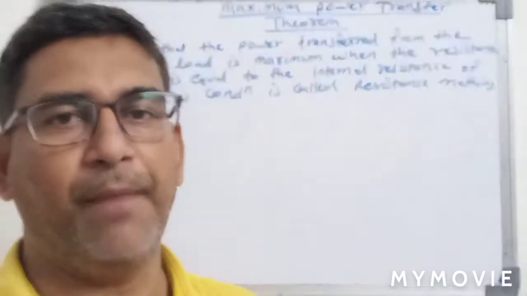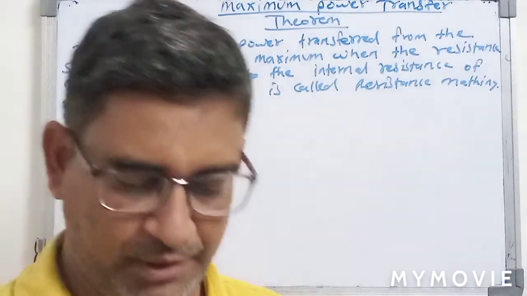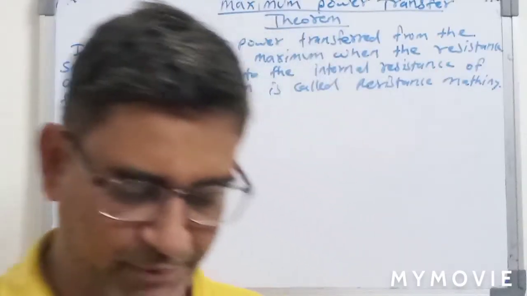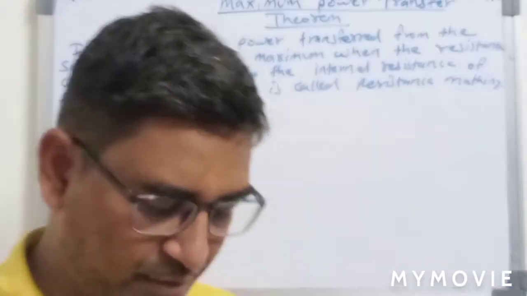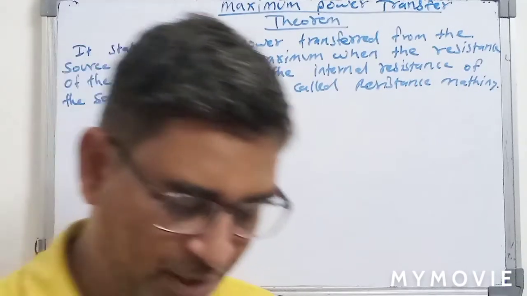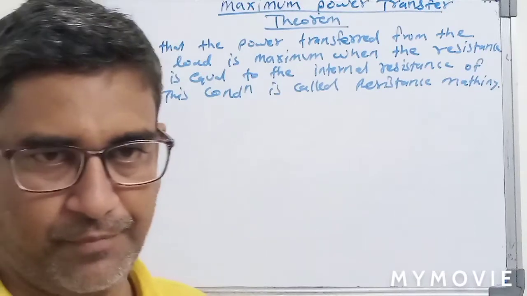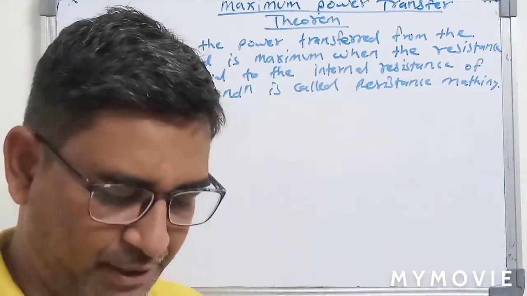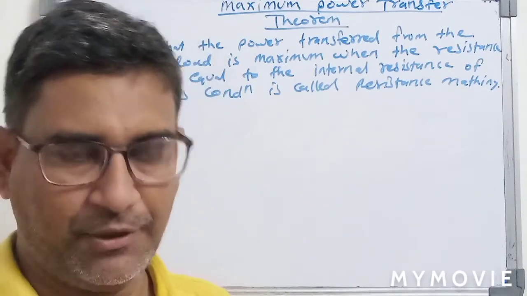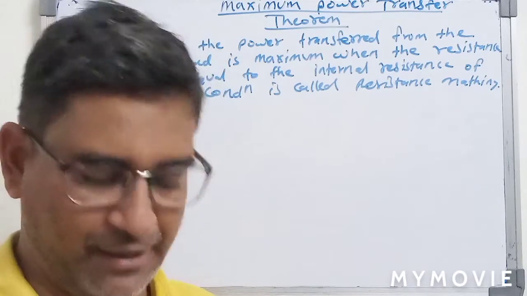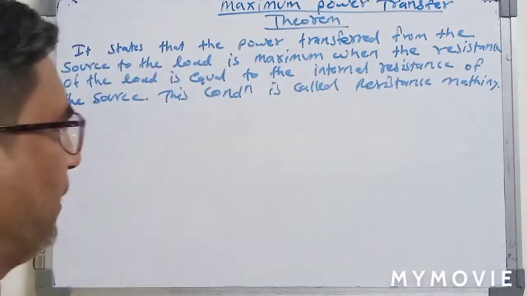Next topic, that is the maximum power transfer theorem. In this theorem, we have to consider a source such as a battery or a DC generator. The battery or the DC generator has an EMF E and an internal resistance r, as shown in this dotted line.